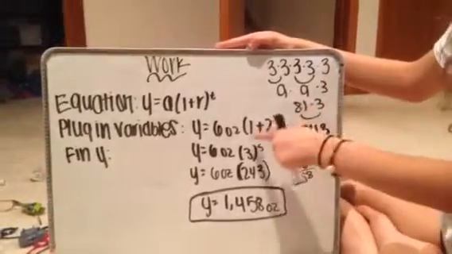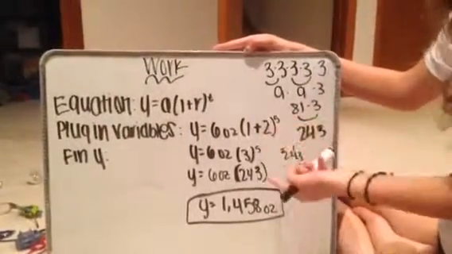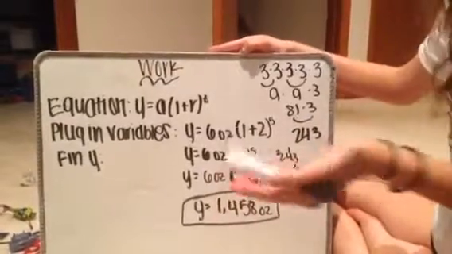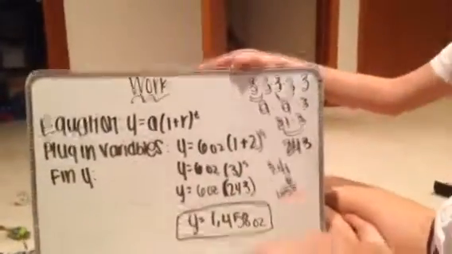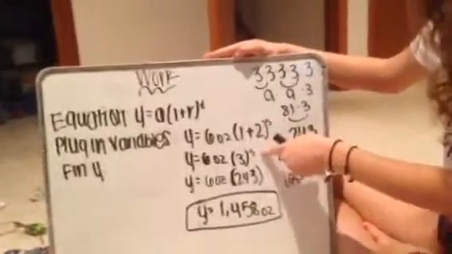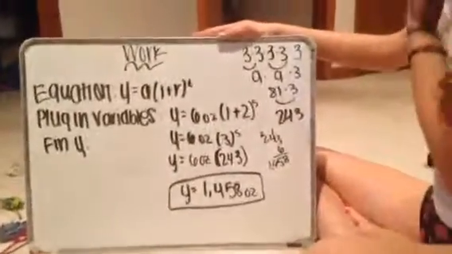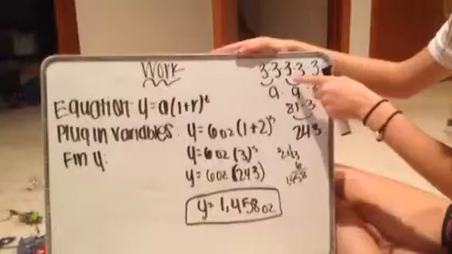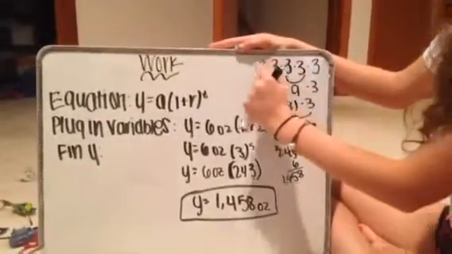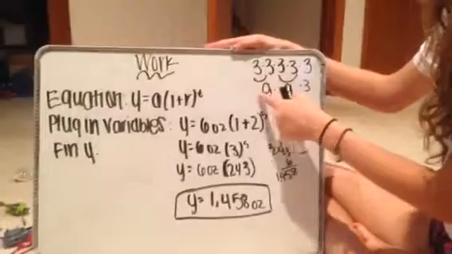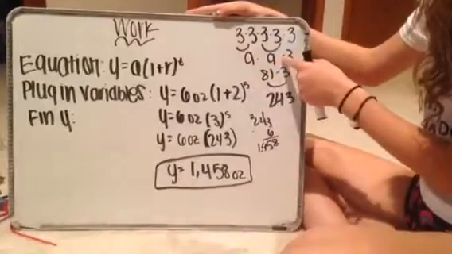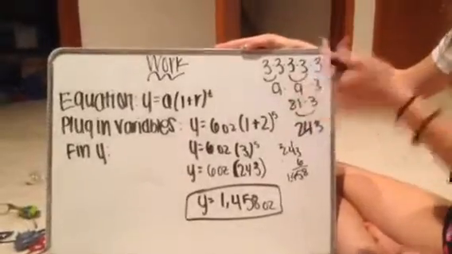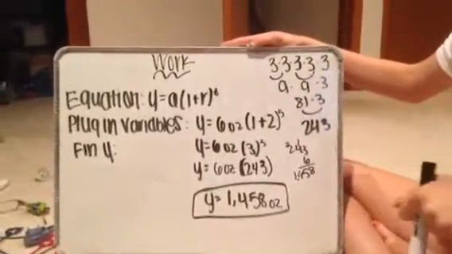So the first step is to add 1 plus 2. Easy. So that gives us 3. So then we have 6 ounces times 3 to the power of 5. The next step is doing 3 to the power of 5. So over here, see, we have 3 times 3 times 3 times 3 times 3. First of all, we can do just 3 times 3, which is 9, and then 3 times 3 times 9. So it would be 9 times 9 times 3. We know that 9 times 9 is 81, right? So 81 times 3, which then equals 243.